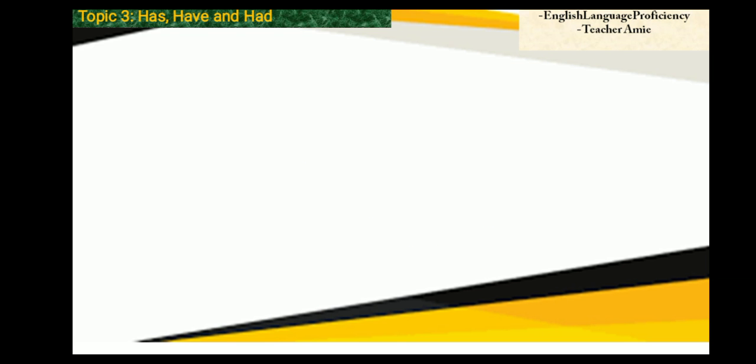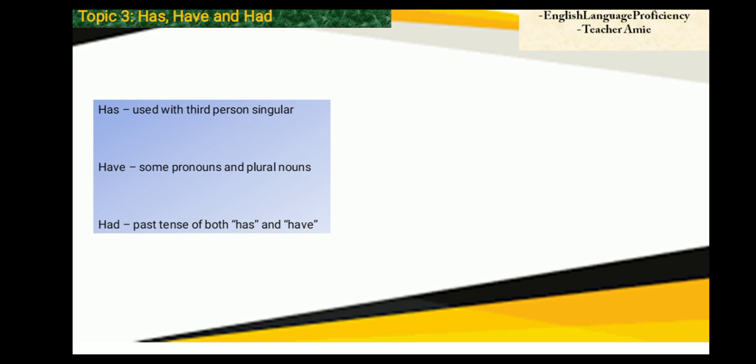Next, we proceed to the usage of has, have, and had. We use has with third person singular. So, ang has ay katapat ng ating does. Some pronouns and plural nouns. So, have ang katapat ng ating do. And had is a past tense of both has and have.